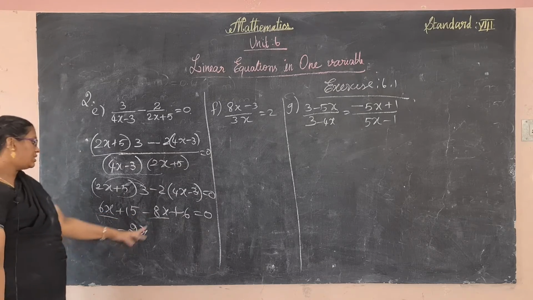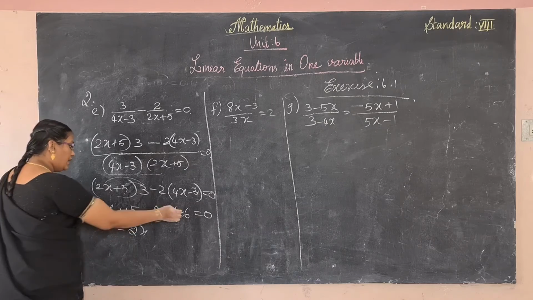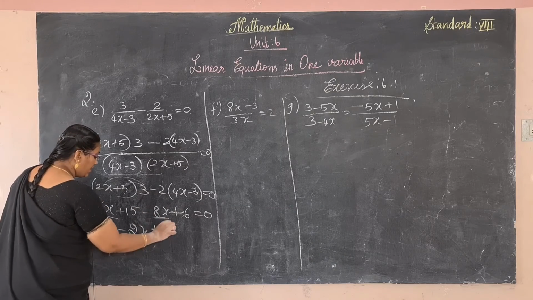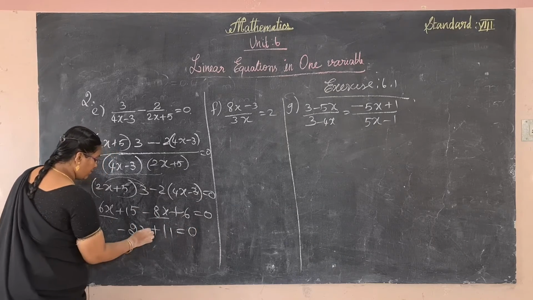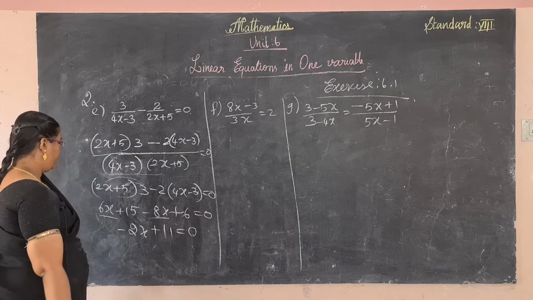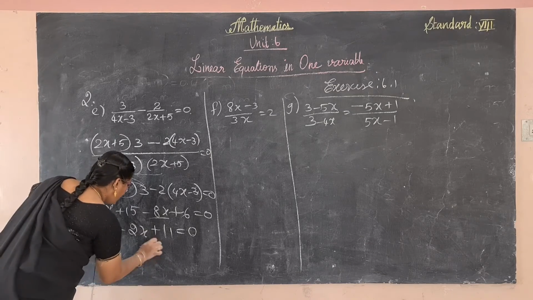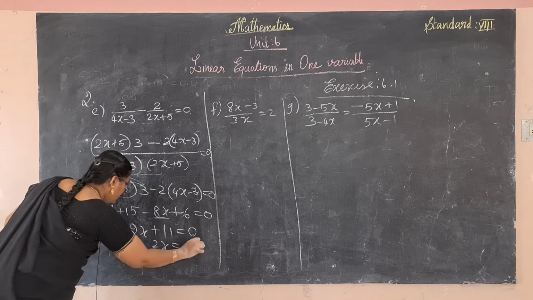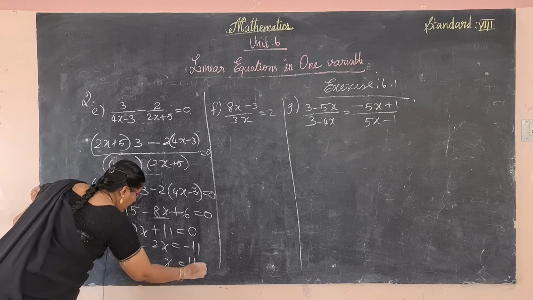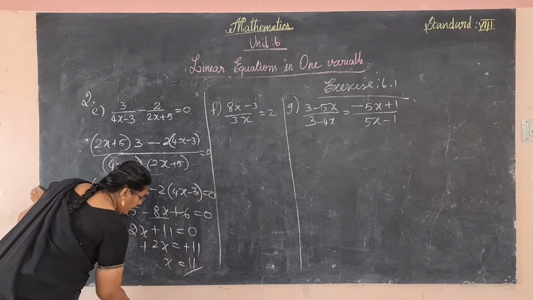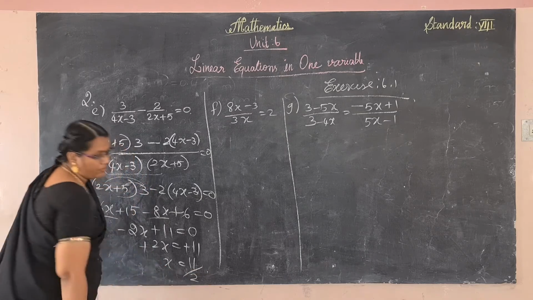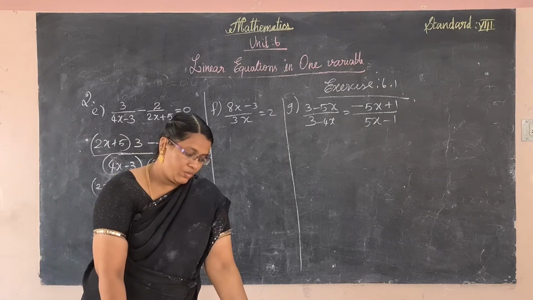Different signs, subtract and put the greater number's sign. Add these two values, what do we get? 11 equal to 0. So minus 2x equal to minus 11. So x equal to 11, the minus will be cancelled, so 11 by 2.